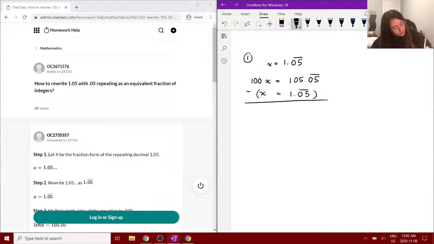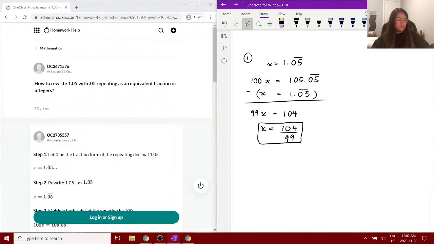So when we subtract the whole equation from the previous one here, we get 99x is equal to 104, right? And then all we have to do is rearrange. We have 104 divided by 99, just by dividing both sides by 99, and that is your fraction of integers, okay? Those are two whole numbers, or integers, and you can't reduce this fraction any further, so that is the answer to this question.